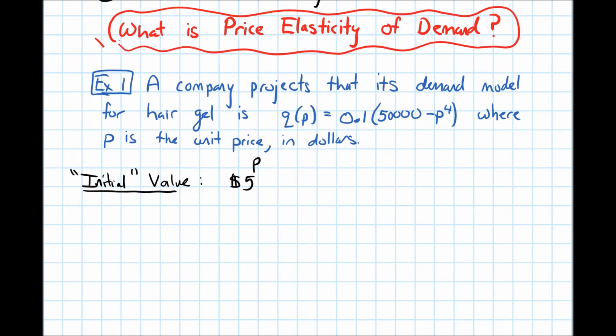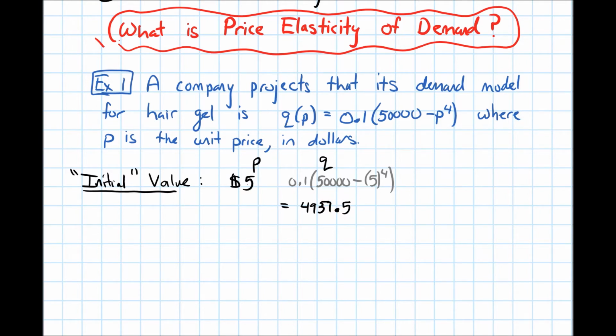And when the price is $5, let's figure out what the demand would be, what Q would be. So Q would be 0.1 times (50,000 minus, and now we plug in the 5 for the P, and we'll get 5 to the fourth), and then close that parentheses. And if we work out what this is, this ends up being 4,937.5.